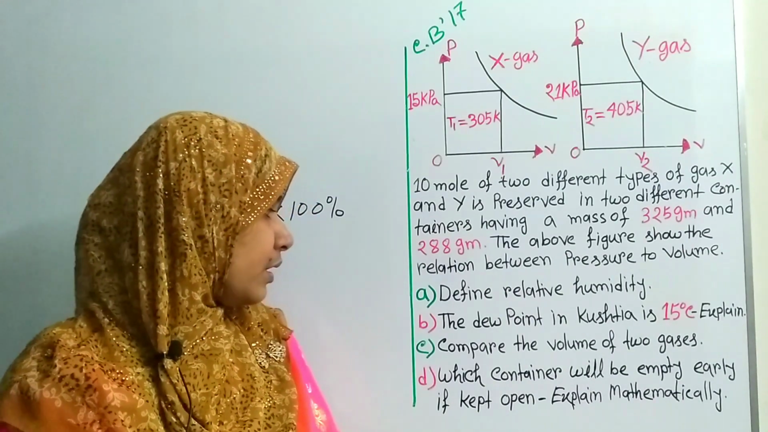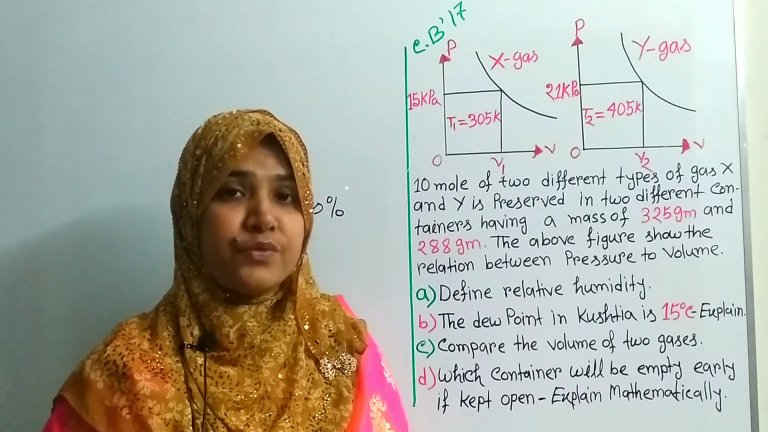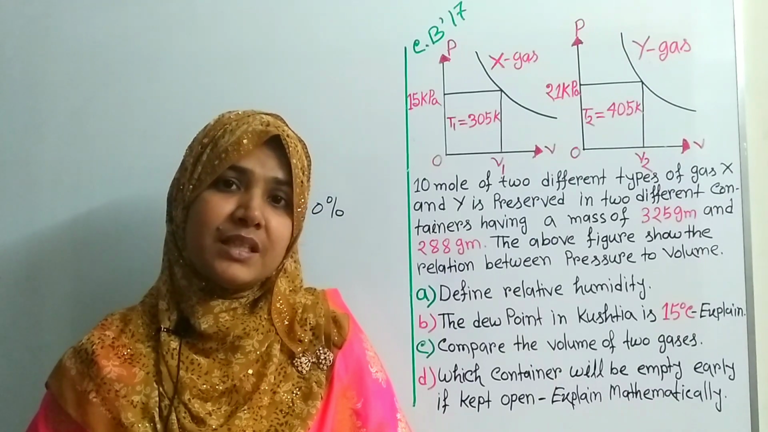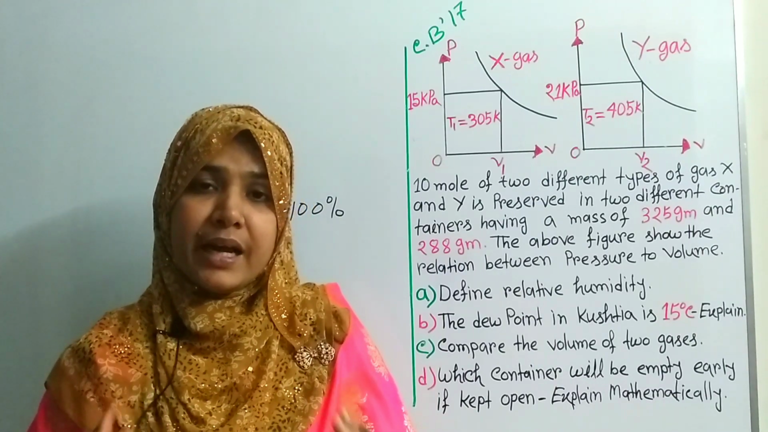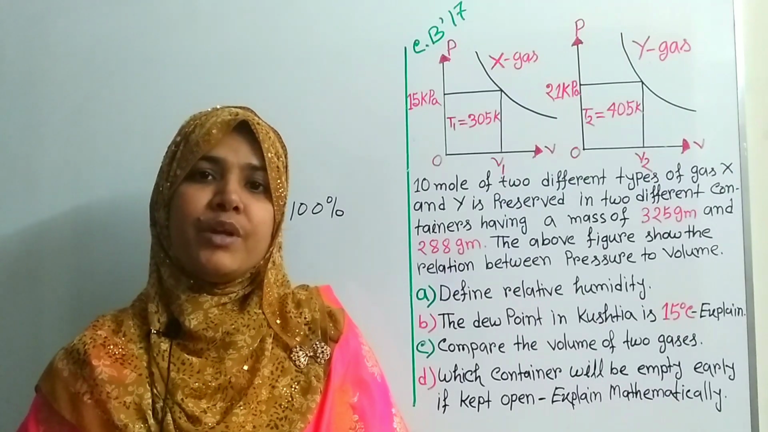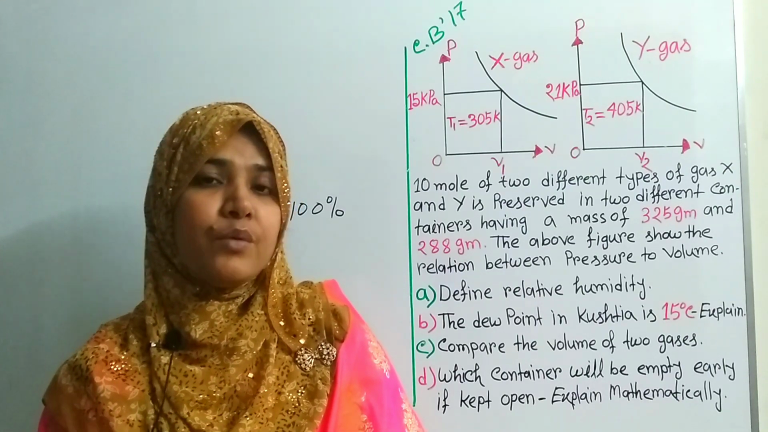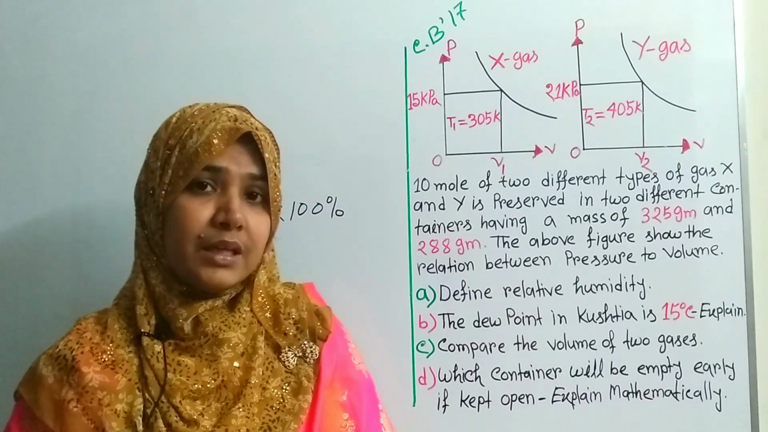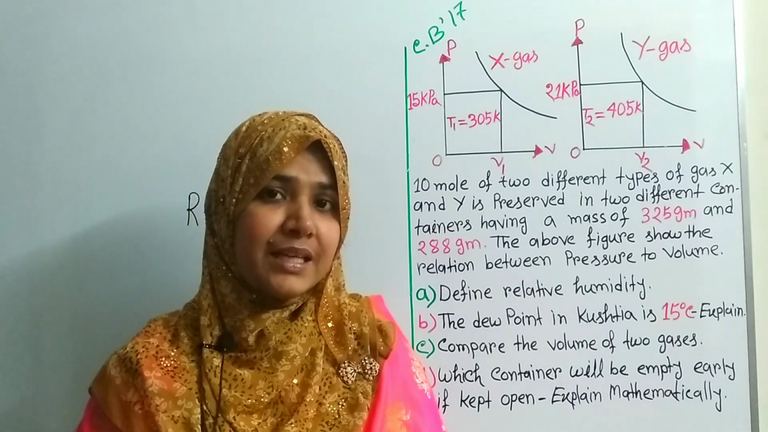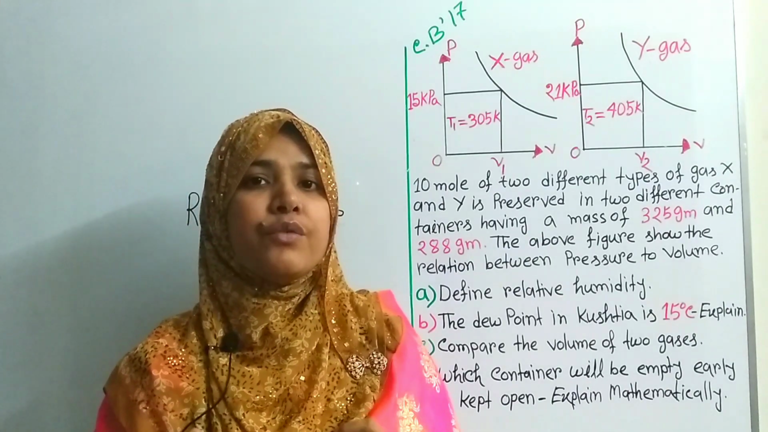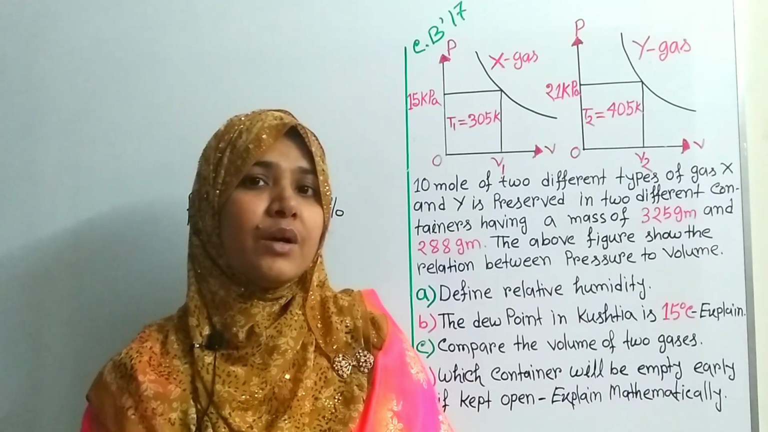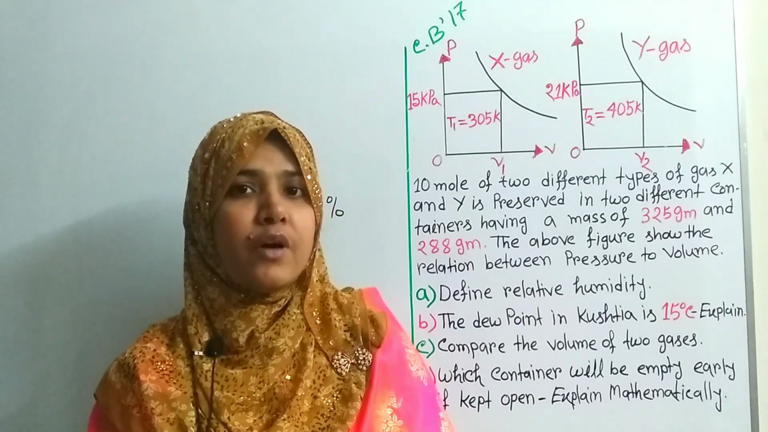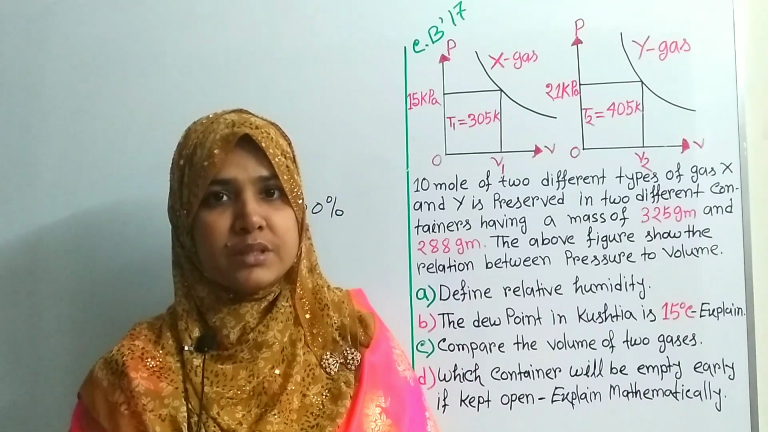Now question number B. The question is, the dew point in Kushtia is 15 degrees Celsius. Explain. Know that dew point means the temperature at which the air of a particular area will be saturated with the water vapor which is present in it. So, the dew point of Kushtia is 15 degrees Celsius. We can say that at 15 degrees Celsius, air of Kushtia will be saturated with the water vapor present in it, or the dew will start to form at 15 degrees Celsius in Kushtia.